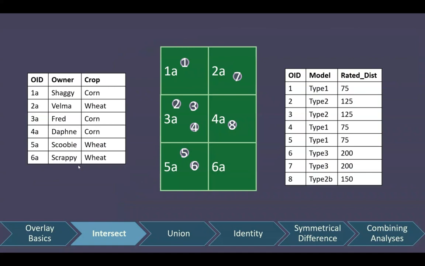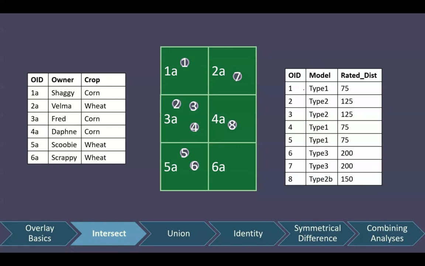So in this example, we have houses with owners, right? So these polygons, these green polygons, these are farm fields. It has an owner. We have an owner and we have a crop type. Then on top of that, we have a point data set. So these purple things are points, right?